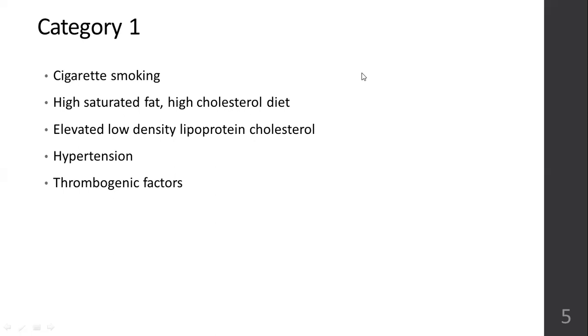So cigarette smoking enhances endothelial damage, that is, the inside of the blood vessels gets damaged. It increases your heart rate and your blood pressure. It lowers the HDL cholesterol, which is the good cholesterol. The more you smoke, the more good cholesterol you will lose. It increases the LDL.